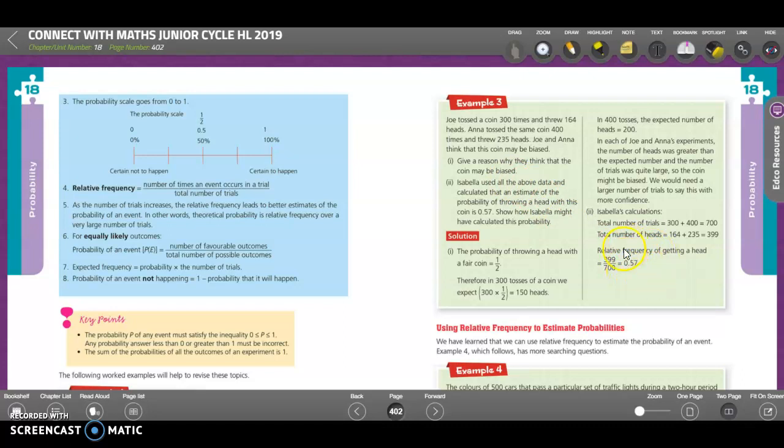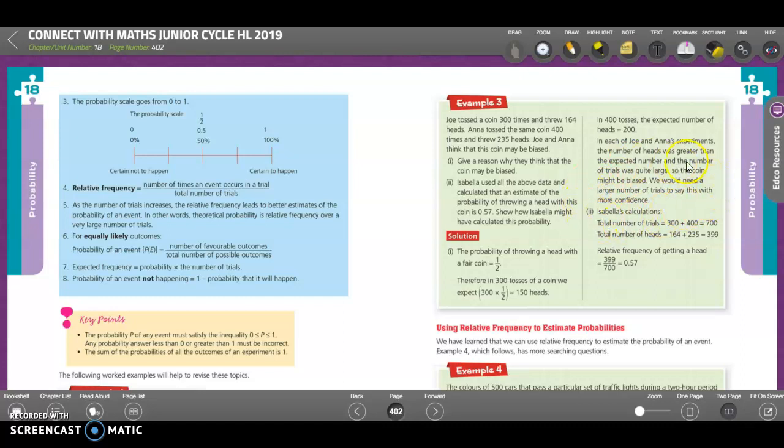Okay, and I would be cautious in any exam question about saying a coin is definitely biased. So you would expect 0.5, you get 0.57, or you would expect 350 heads, you actually get 399. So it does seem to be throwing up more heads than expected. So you would say that the coin could be biased because you're getting more heads than you would expect. But to say for sure if it's biased, I would need to do a larger number of trials.